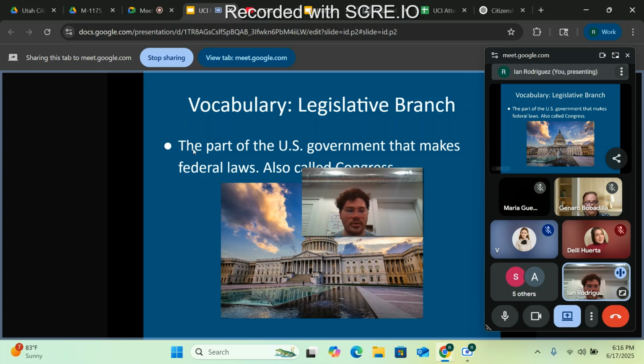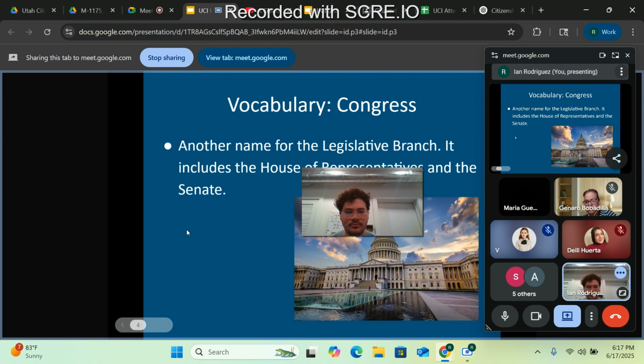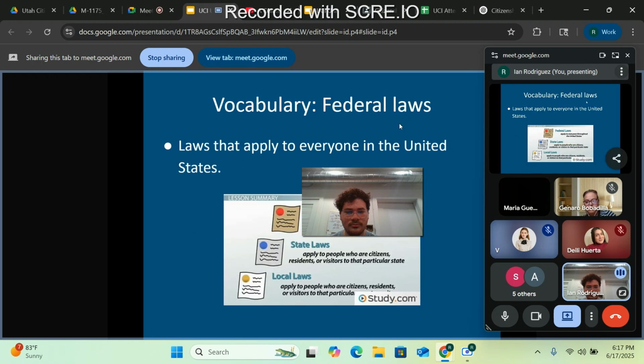So where is this? What city is this building in? Does anyone know? Washington, D.C.? Yeah, perfect. Washington, D.C. is the capital of the United States, and that's where our legislative branch, or our federal government, I should say, does their job, or that's where they go to work. Oh, well, there's Congress.